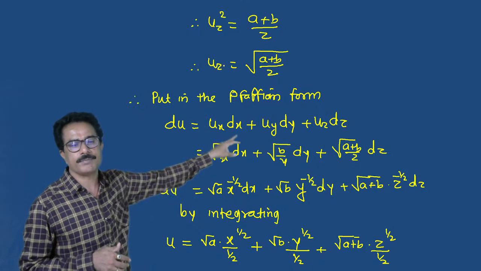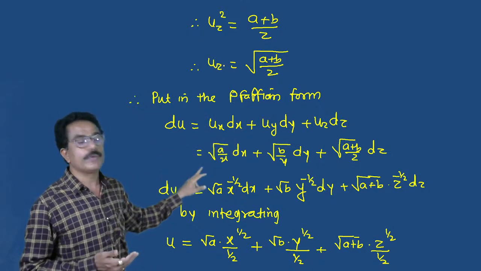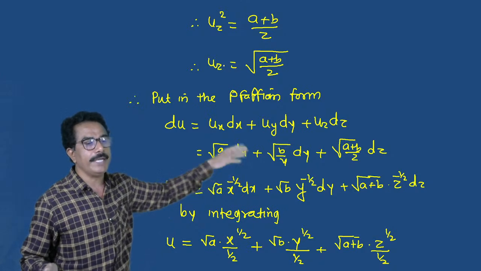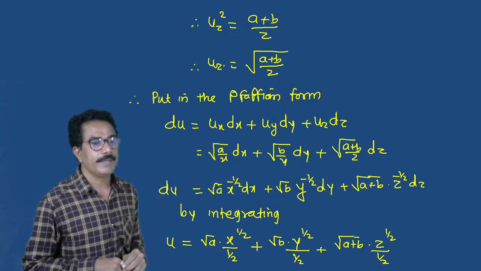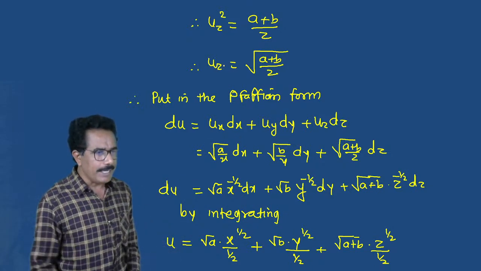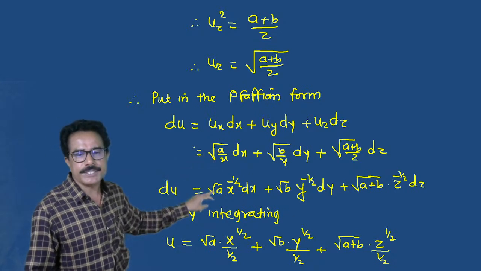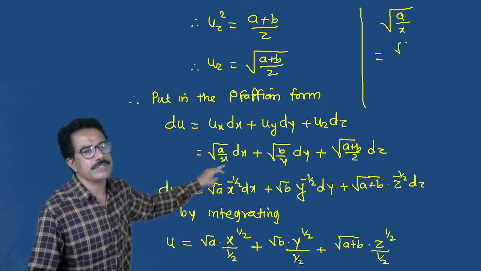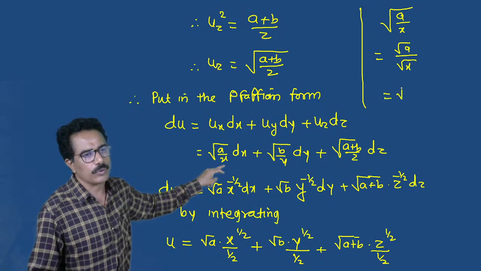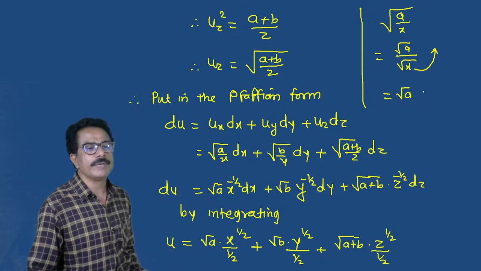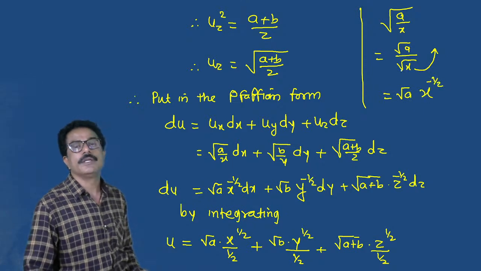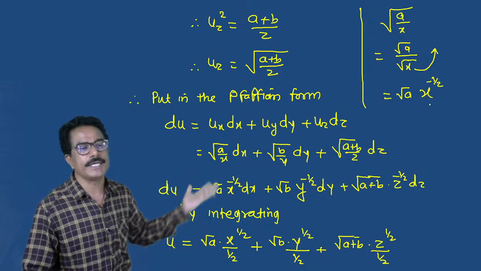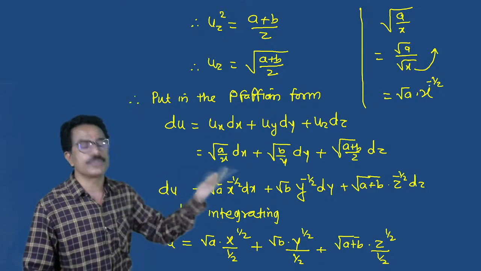du is equal to ux dx plus uy dy plus uz dz. So you can replace this. Ux means root of a divided by x dx, root of b divided by y dy, uz means root of a plus b upon z dz. Now see this here, root of a by x means root a divided by root x. So root a as it is, and root x means x raised to 1 by 2, which we can take in the numerator. So root a into x raised to minus 1 by 2.